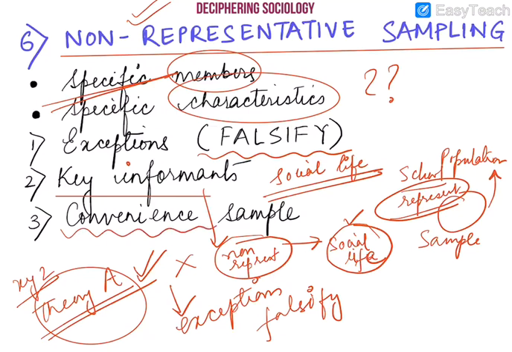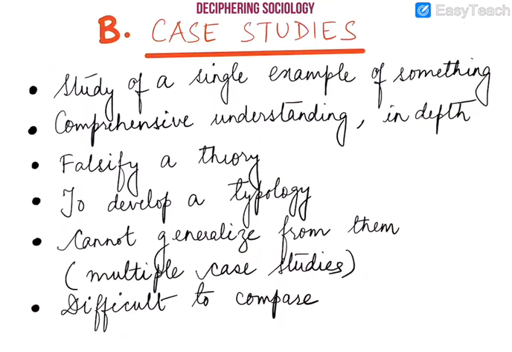The last point is convenience sample. They may or may not represent the population which I want to study. But why am I approaching them? Because I don't have much time. I don't have that much money for the research. So we have studied about all different types of sampling.